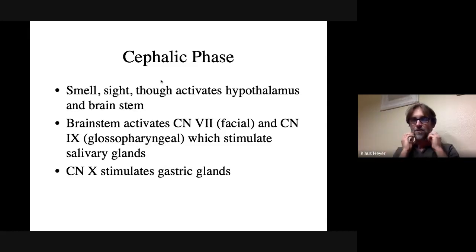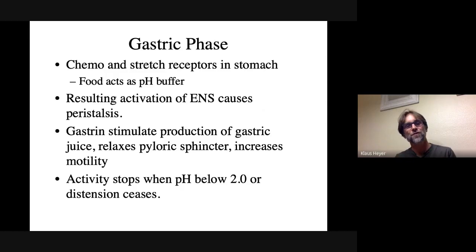So it's going to activate, so you've got three sets of salivary glands. You've got a couple under here: sublingual, submandibular, and then you've got parotids on the side. And so the facial nerve is going to activate them, and the glossopharyngeal nerve, cranial nerve number 9, is going to activate down here. And so that's the cephalic phase. Seeing it, smelling it activates your brainstem. That's going to affect those three cranial nerves. Then you eat the food, and the food goes into your stomach.